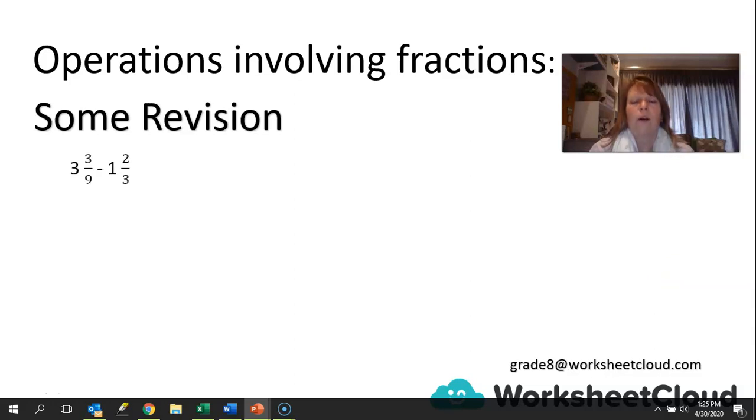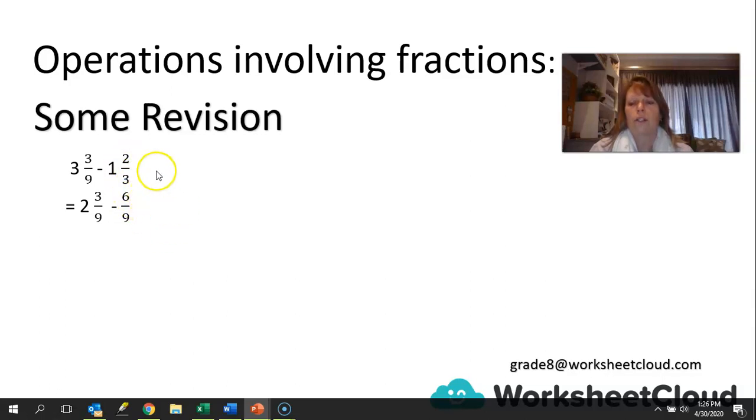Let's have a look now at subtraction using mixed numbers and different denominators. So there's two ways again we can do it. We can first subtract our whole numbers. 3 minus 1 is 2. Then we can find our common denominator, and in this case we can use 9 because it's 3 over 9 and 2 over 3. So 3 over 9 stays as is. 2 over 3 we need to convert. 3 times what is 9? It's times 3. So 2 times 3 is 6.